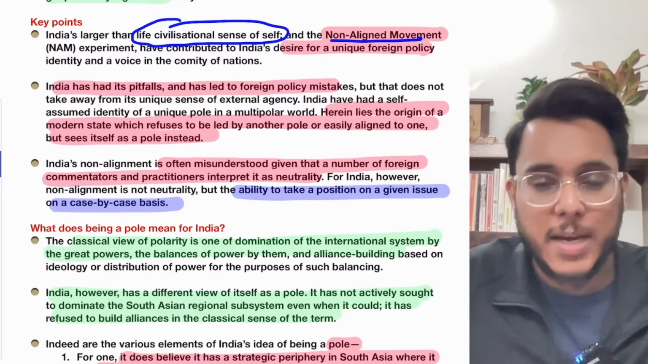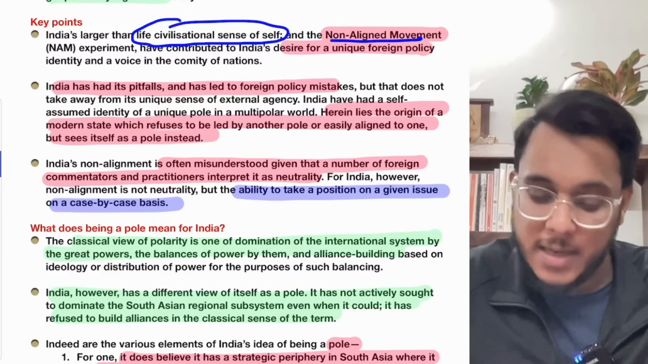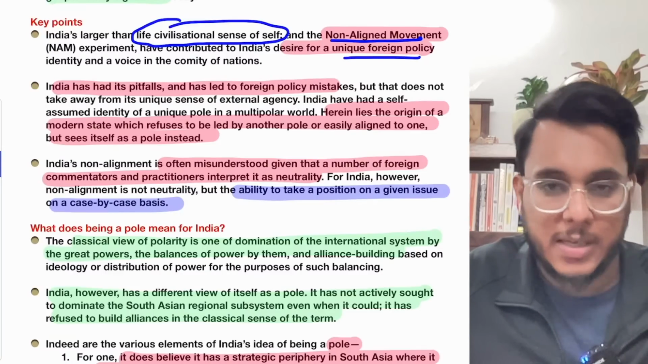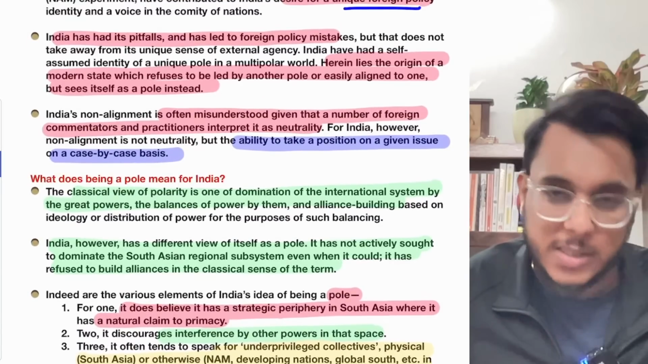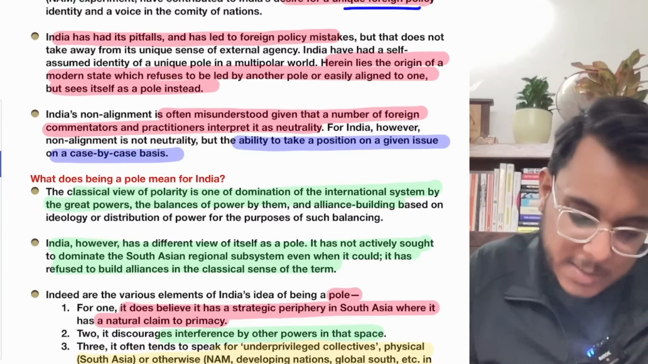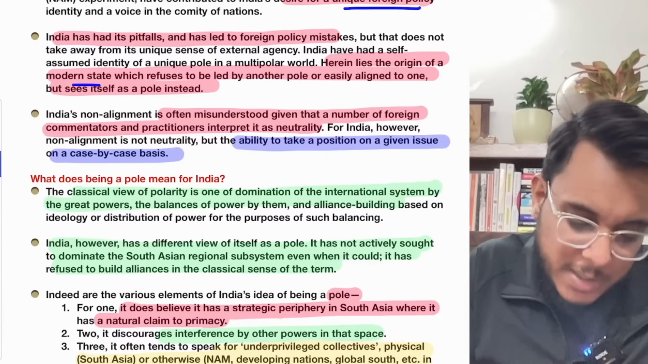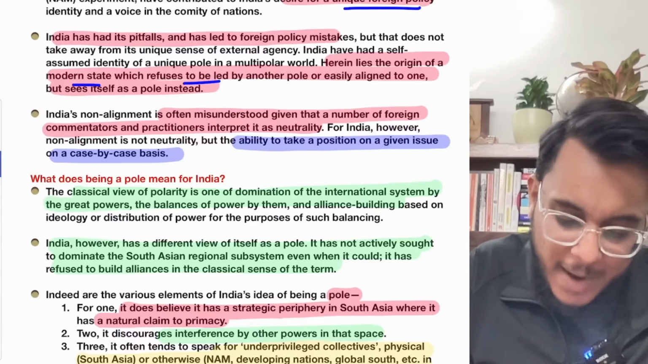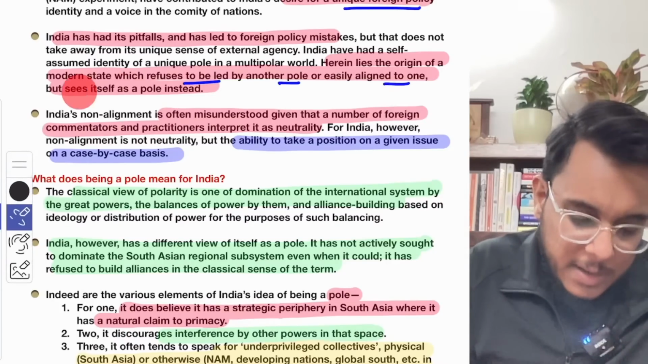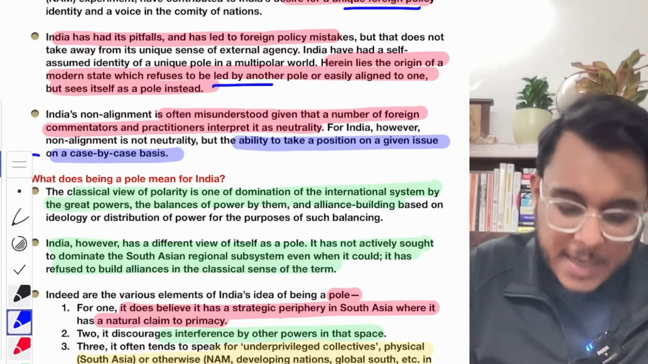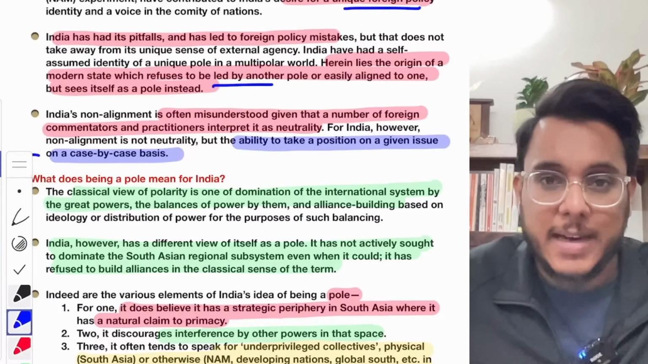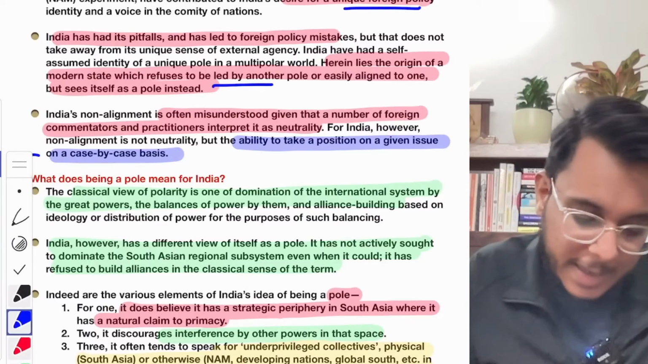In the past, in the non-alignment movement, India did not choose any position. It was because of India's unique foreign policy. Now, what is India's unique foreign policy? Now, you see this thing. Though India had made certain mistakes in the past, India as a modern state refuses to be led by another state. Okay, India refuses to be led by another pole. Rather, India wants to take its own decisions. India wants to drive itself.